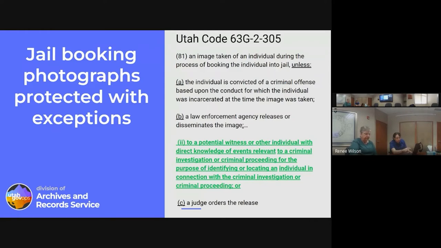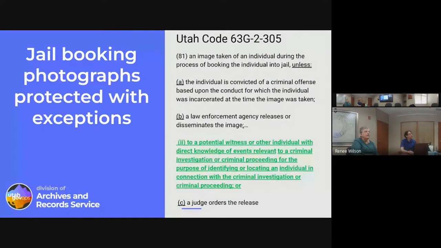63G-2-305(81), will this include an intox room and pre-booking jail video? Yes, that's a good question. If we go back to it, it says an image taken of an individual during the process of booking the individual into jail.